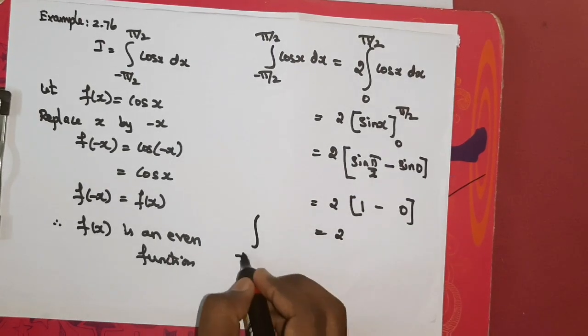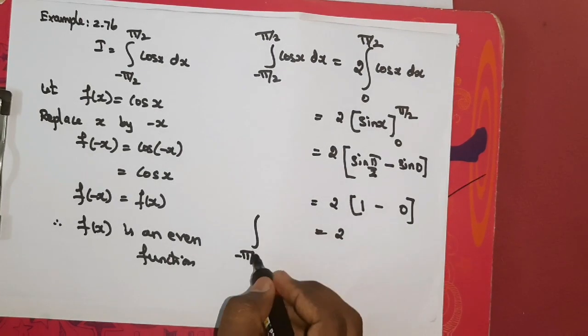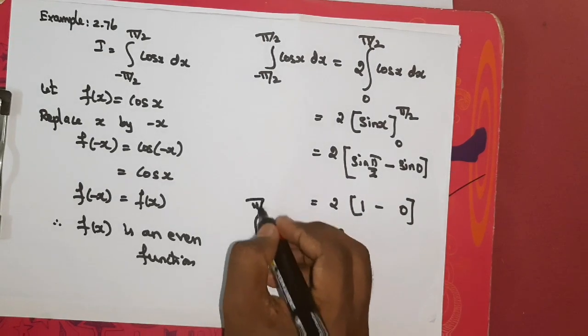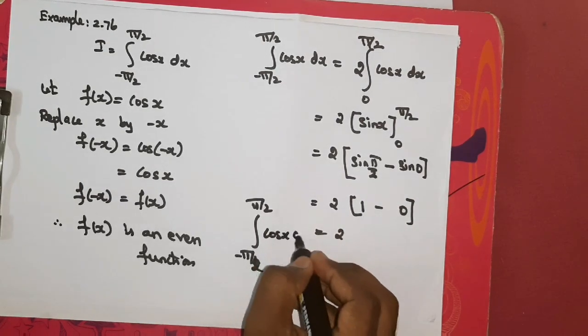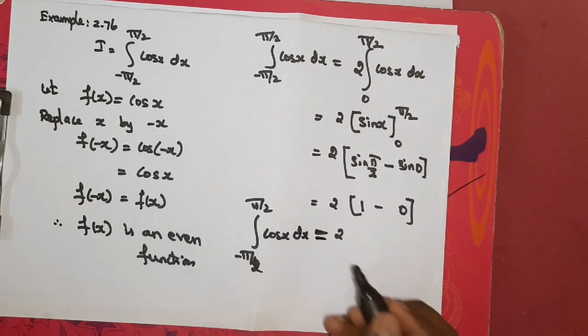So that is the integral value for the question, integral minus pi by 2 to plus pi by 2 cos x dx. So this is the answer.